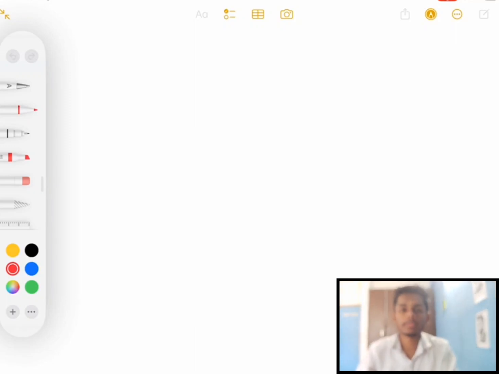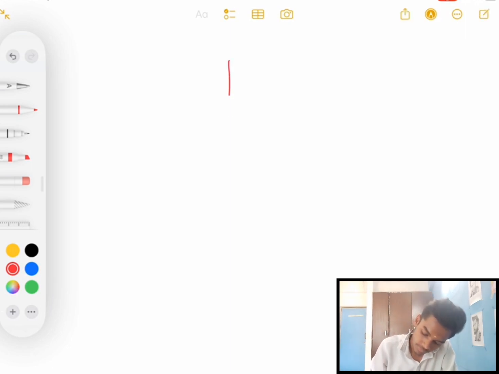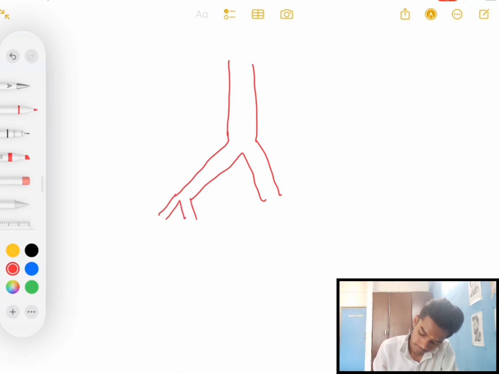Hello medicos, today we are going to see coronary steal phenomenon by dipyridamole drug. See, this is my coronary artery and it is dividing into two branches, and these are the resistance vessels.